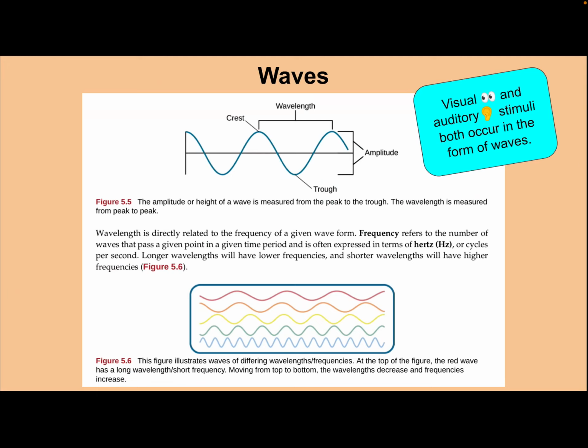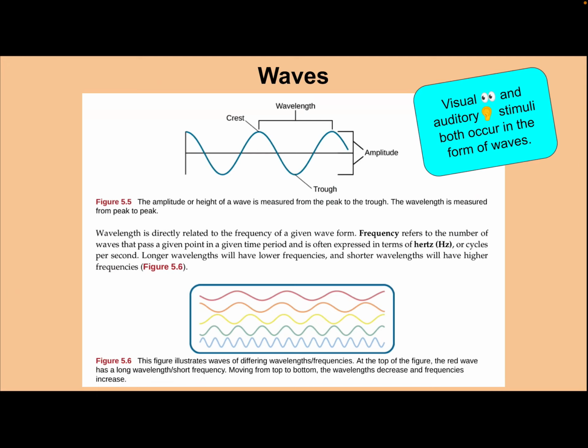The reason that we need to learn about waves is that both visual and auditory stimuli occur in the form of waves. We can have light waves or sound waves. In both cases, they're shaped like this. In fact, I just screenshotted right out of the book because I really like the way that they explain waves, and their diagrams are great too. It shows that the crest is the very top and the trough is the very bottom of the wave. And the wavelength is the distance between crests.